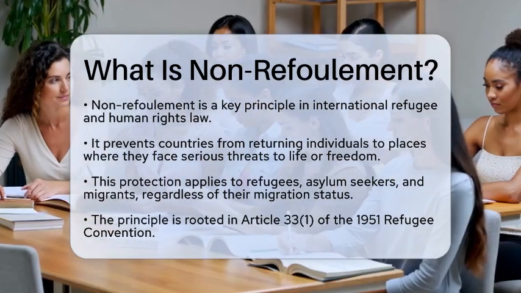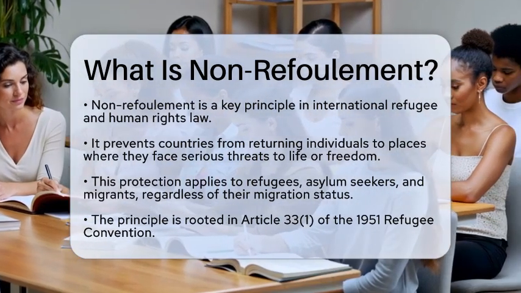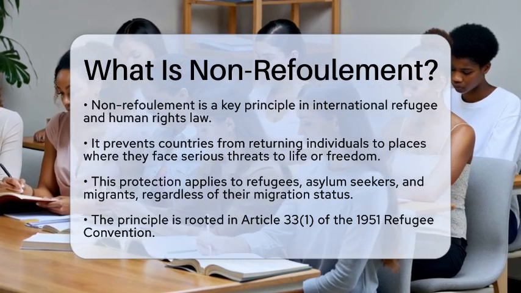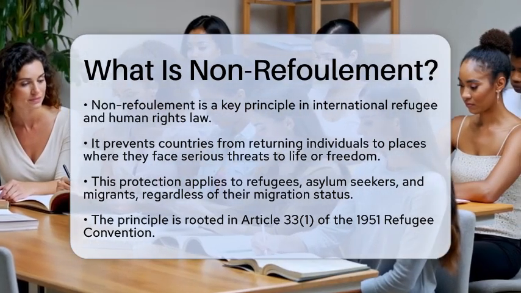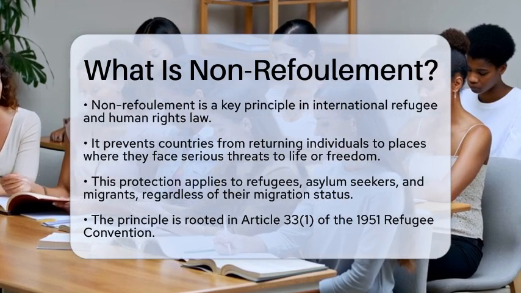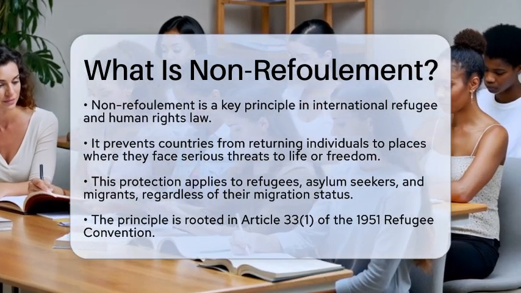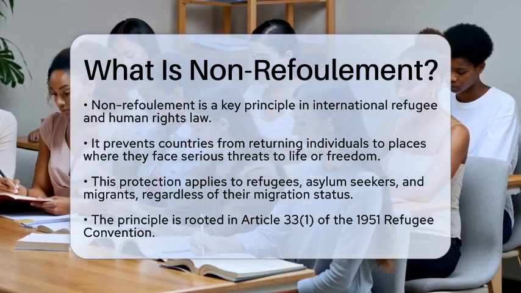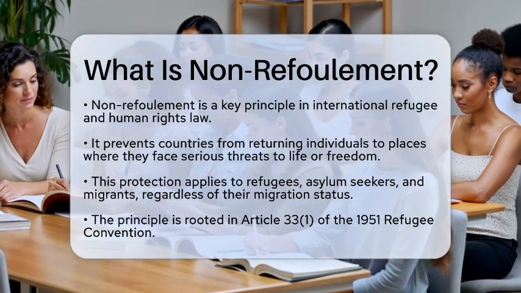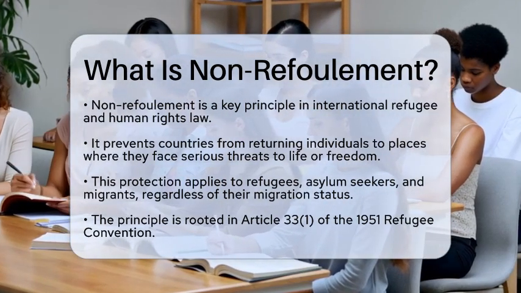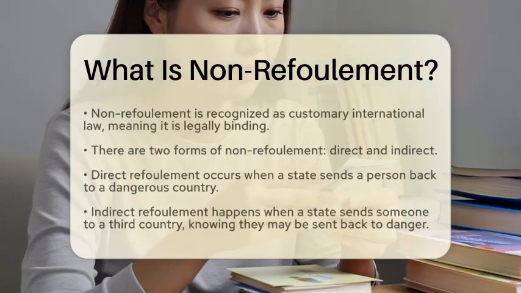Non-refoulement ensures that refugees, asylum seekers, and migrants cannot be returned to countries where they risk persecution, torture, or other severe harm. This protection applies to everyone, regardless of their migration status. So, whether someone is a recognized refugee or an asylum seeker, they are covered under this principle.